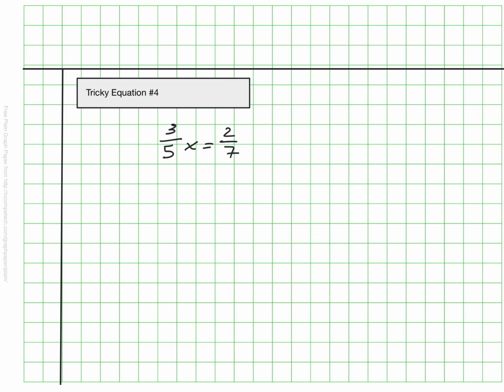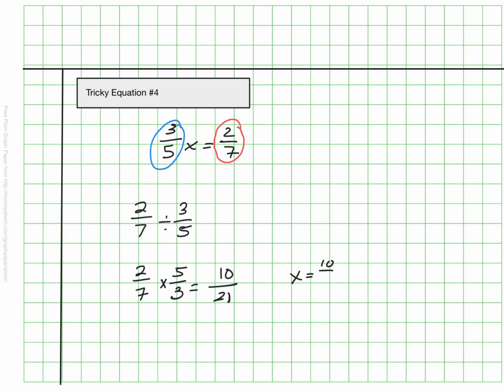And what's really nice about knowing that process is that we can do it on problems like this, tricky equation number 4, which I find would be a little bit challenging to model. Right? So we could use our dividing rules to help us. We're going to take what the total is, and we're going to divide it by our coefficient, just like before. These are already both in fraction form, so I'm going to keep my 2/7 as is, and I'm going to multiply by the reciprocal. And if I multiply straight across, I get 10/21. So x is equal to 10/21.